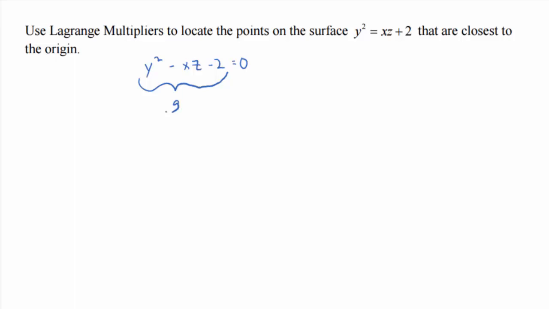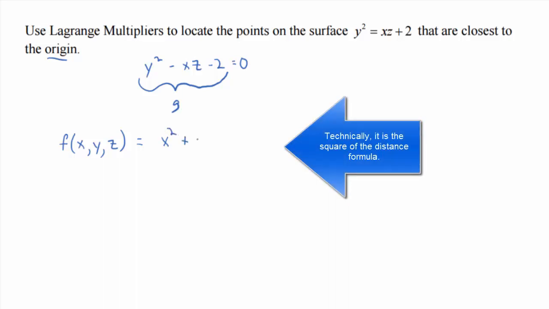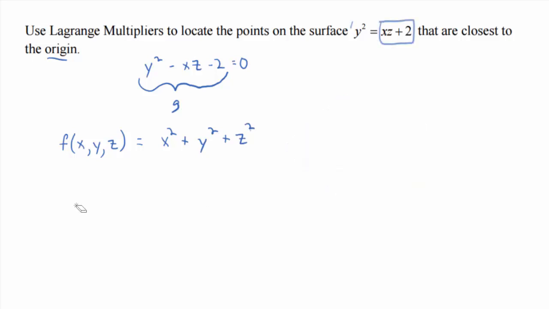And then you're going to minimize the distance, right? Or the square of the distance, really. So your f of x, y, z. Well, since we're comparing it with the distance to the origin, the distance formula is just going to be x squared plus y squared plus z squared, isn't it? Yeah. So then we're going to look at our constraint, g of x, y, z, which is that guy.